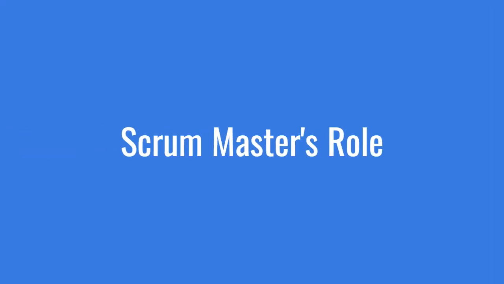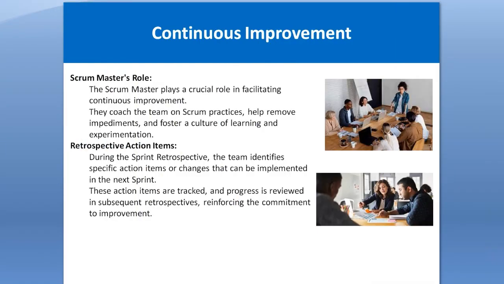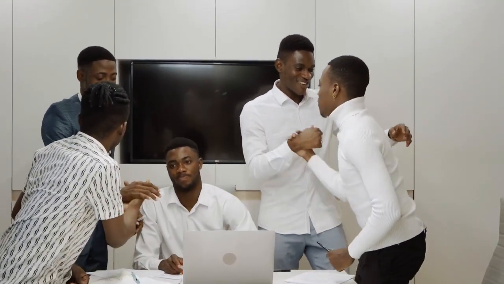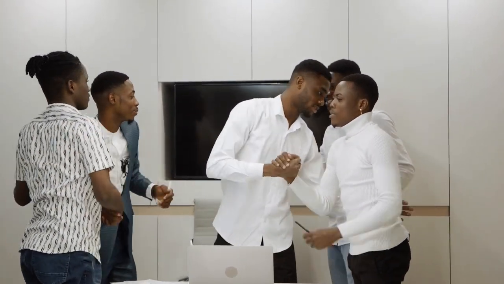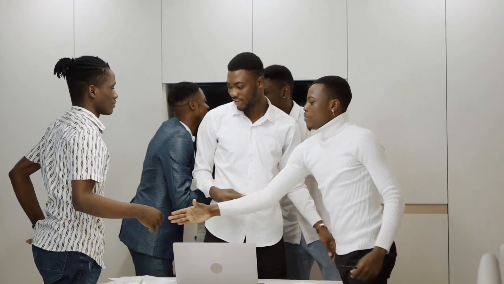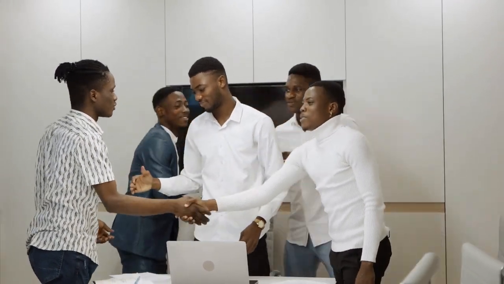Scrum Master role. The Scrum Master role is very important and crucial in facilitating continuous improvement, because he basically has the role of a coach who practices the Scrum practices, helps remove impediments and showstoppers, and fosters a culture of learning and experimentation as well. The Scrum Master is a servant leader who is a facilitator among the team members. He will make sure that the things which can be improved are mentioned and implemented as well.